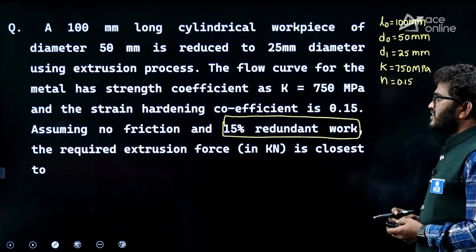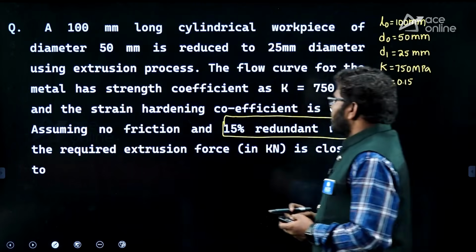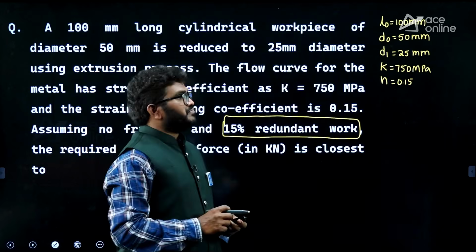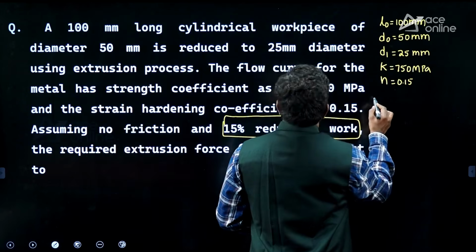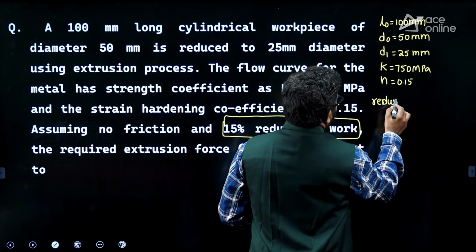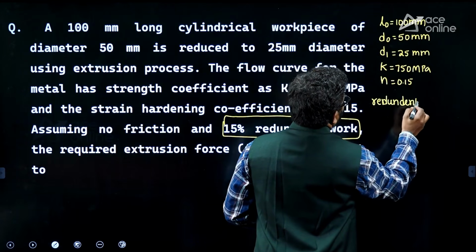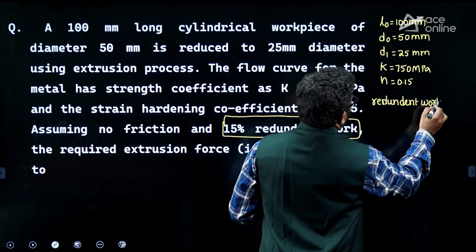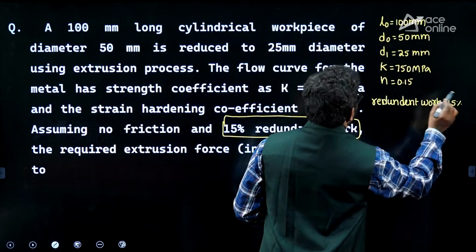Assuming no friction, but redundant work is given. They are asking for the required extrusion force. Okay, redundant work is given, be careful, that is 15%.